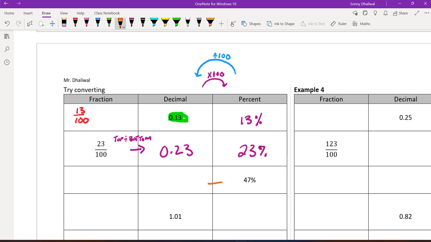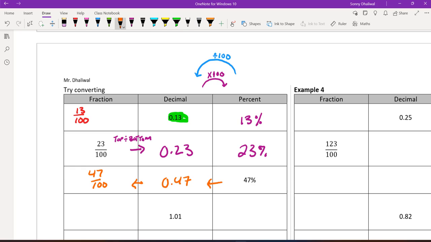Next one. Can we go this way? Can we do that quickly? What's 47% as a decimal? What do you think, Mason? 0.47. Yes. Thank you. Mason, could you do the fraction part too? 47 over 100, right? You take the percentage, you put it over top of 100.